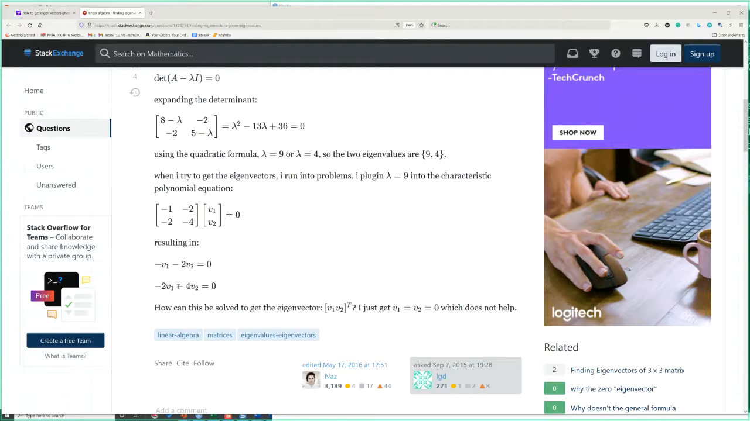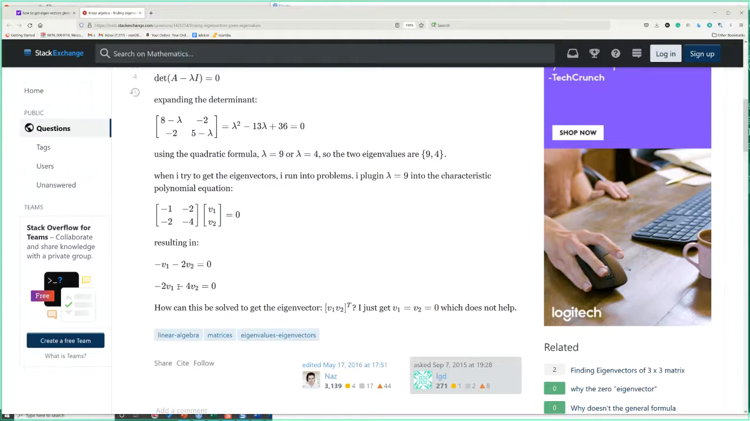So lambda is a scaling factor, right? And v1 and v2 are the direction determining values. That's why it's a vector. V1, V2 together is the vector which determines the direction, and lambda tells what scale you have to use for that direction. Excellent. Okay.